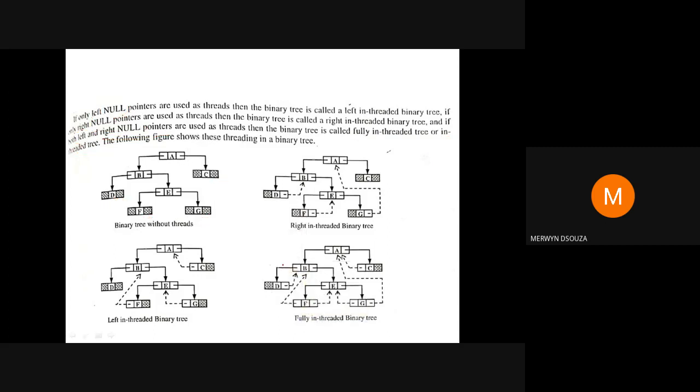So these are basically the 3 different types of threaded binary trees that we can get: right in-threaded, left in-threaded, and fully in-threaded binary trees. All this we get from a linked list representation of a binary tree. So let's go and see now in the next slide how to get these trees.